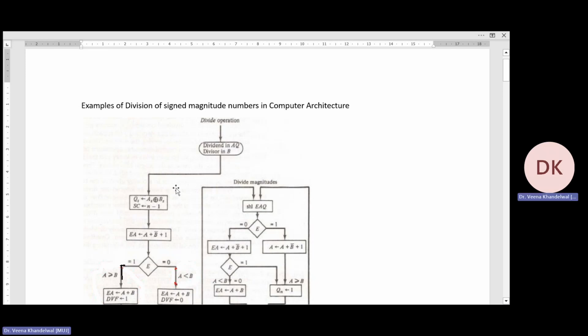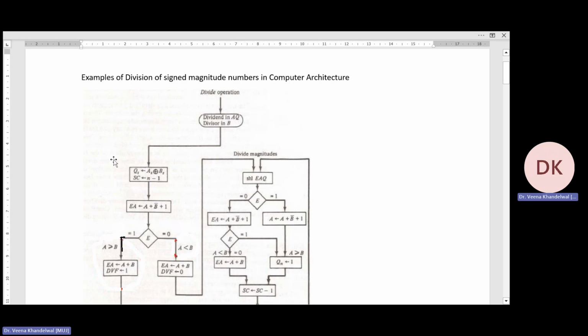Then first of all, we check whether there is some overflow. For checking the overflow, we take QS as the sign of AS and BS. So we take XOR of AS and BS, where AS and BS store the sign of the dividend and divisor. And the SC is given as n minus 1 because here it is for sign magnitude numbers. But for division, we do not use the bit which is used for sign. So the total number of bits including sign is n, but here we are using n minus 1 bits, that means the number of bits without sign.